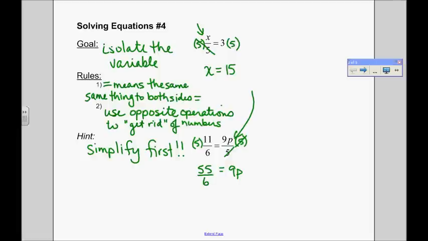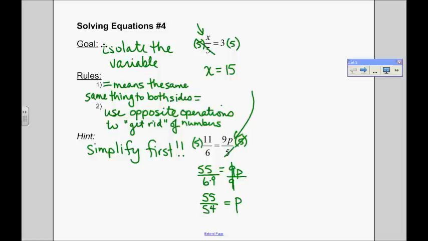Now, I have to get rid of this 9 times p. How do I get rid of 9 times p? I divide by 9. On the other side, I can just multiply the denominator by 9, or also divide by 9. This little dot here means multiplication. So on the right-hand side, I'm left with p. On the left-hand side, I'm left with 55 divided by 54.